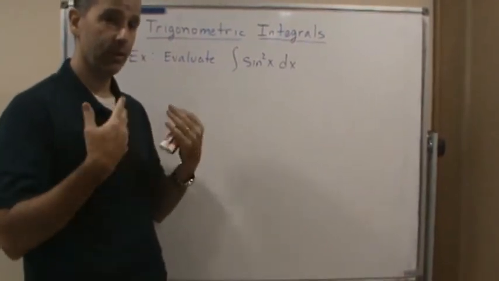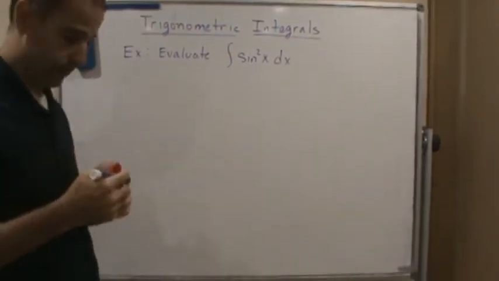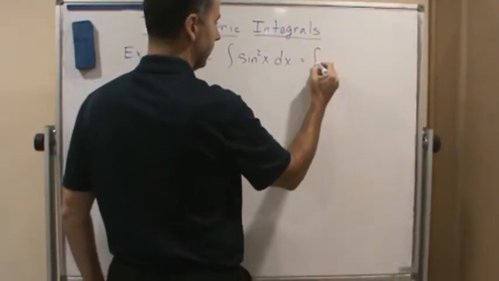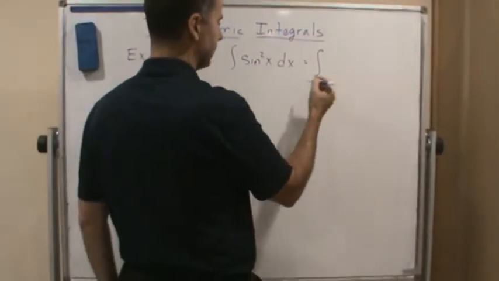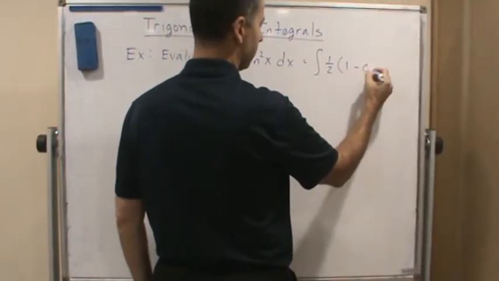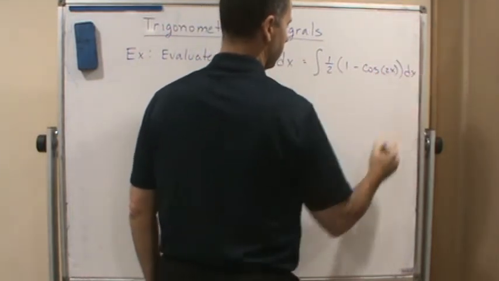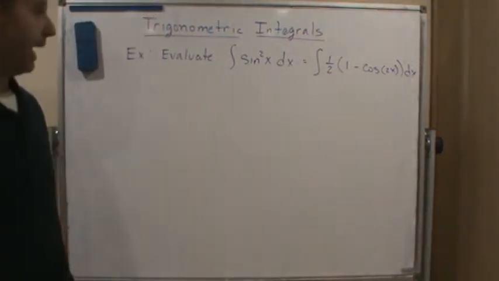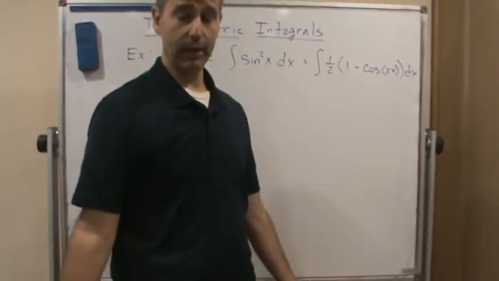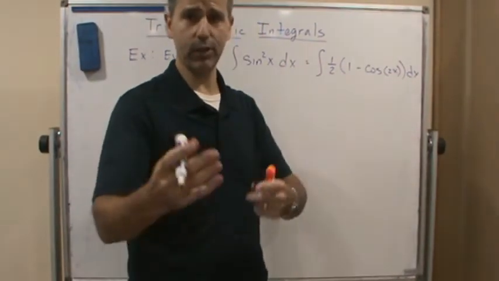So we're going to have to use some other substitution, and this is where the power reducing identities come in, because we can rewrite this as the integral of what? Well, sine squared x is equal to 1/2 times 1 minus cosine 2x dx. Now I just rewrote it so that I have just a regular cosine. We know how to integrate cosine, right? The only thing we have is the 2x, but we can deal with that too.